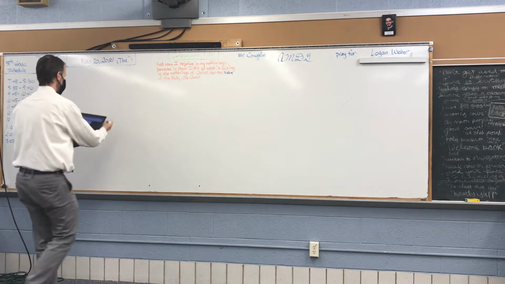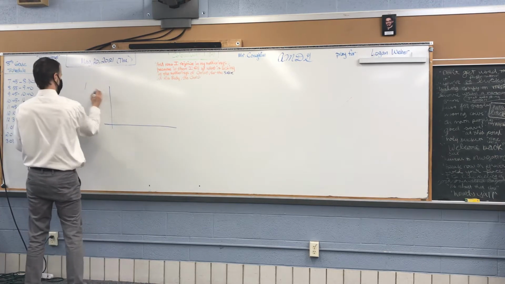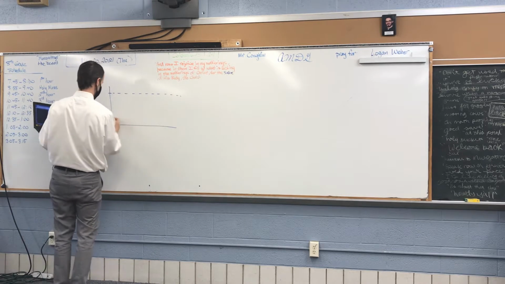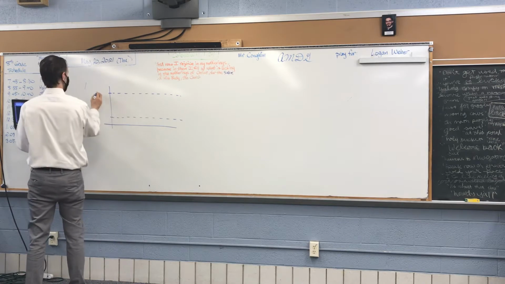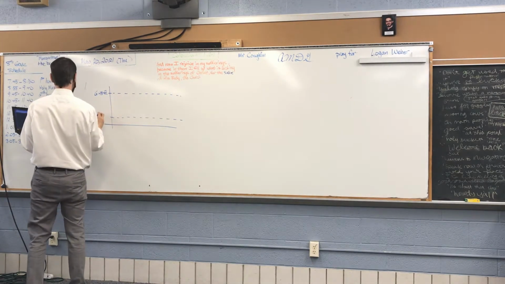Number one. The graph should look like this. The high tide and the low tide should be marked right away. The high tide has to be 6.48 feet. The low tide is 3.22 feet.